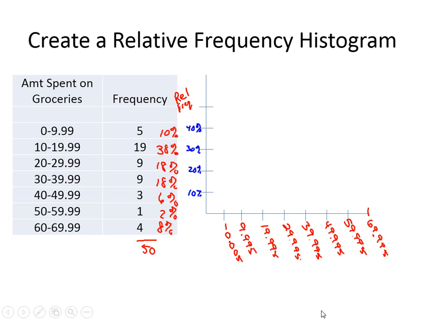And so this one's your relative frequency that we're putting in here. And then just graphing them the same way we would have before. The first one was at 10%, the next one went on up to 38%, 18%, the next two, 6%, 2%, and 8%.